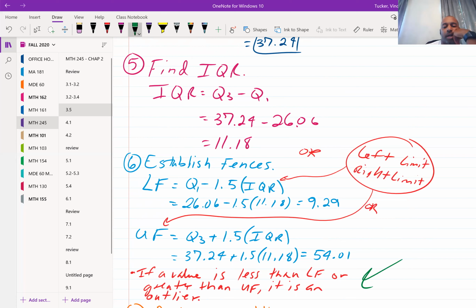The statement in red is just a reminder as to what our fences are for. If a value is less than the lower fence or greater than the upper fence, it is an outlier.